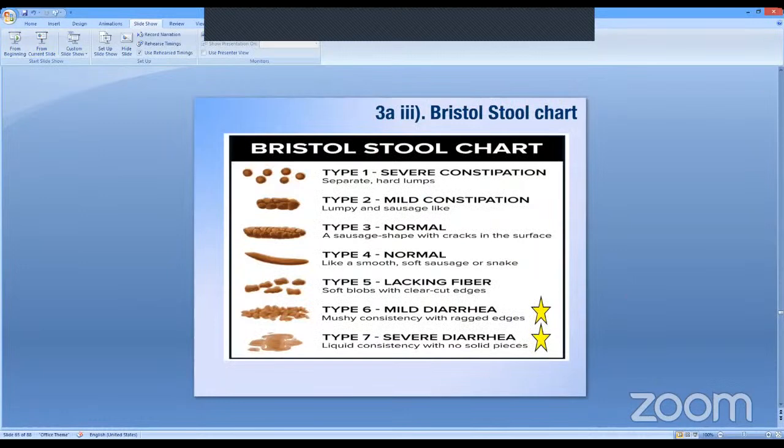Now another thing we have to remember is the Bristol stool chart. Severe constipation: separate hard lumps. Mild constipation: lumpy and sausage-like. So these two are abnormal. Type 3 is normal: sausage shape with cracks on the surface. And like a smooth, soft sausage or snake, it is also normal. Now diarrhea: soft blobs with clear-cut margins, indicating that the diet is lacking in fiber content. Mild diarrhea: mushy consistency with ragged edges. And type 7, severe diarrhea: liquid consistency with no solid pieces. So with this, we can also have some idea regarding the diarrhea and constipation.